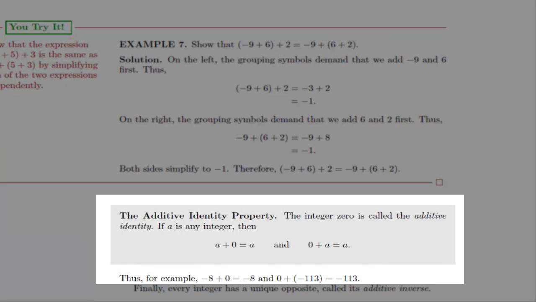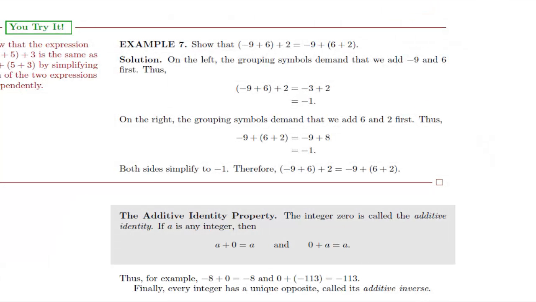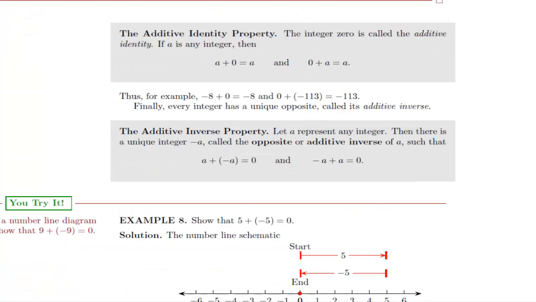The additive identity property. The integer 0 is called the additive identity. If a is any integer, then a + 0 = a, and 0 + a = a. Thus, for example, -8 + 0 = -8, and 0 + (-113) = -113. Finally, every integer has a unique opposite called its additive inverse. The additive inverse property. Let a represent any integer, then there is a unique integer, -a, called the opposite or additive inverse of a, such that a + (-a) = 0, and -a + a = 0.